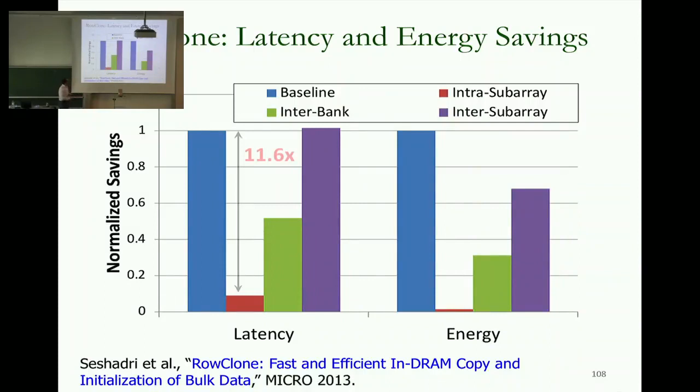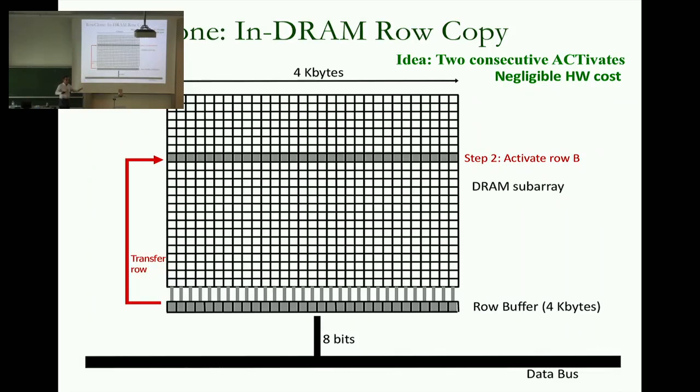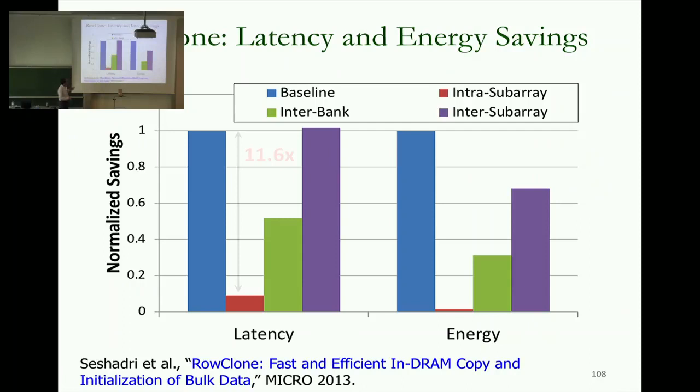Of course, this is in one subarray. There are other parts of a DRAM chip. You can move data between different subarrays, between different banks. I'm not going to talk about that. This paper provides mechanisms for this. In the best case, where the source and destination are in the same subarray, you're copying data, you improve the latency by more than 10x, you improve the memory energy by more than 70x.